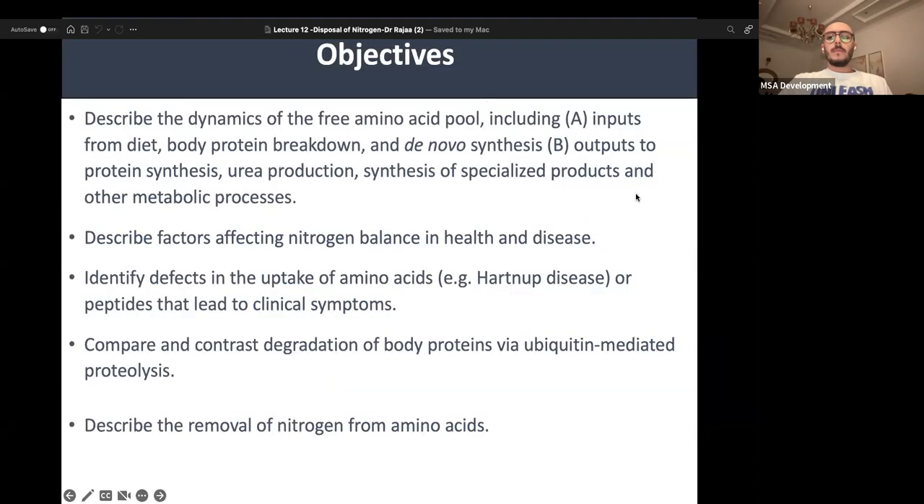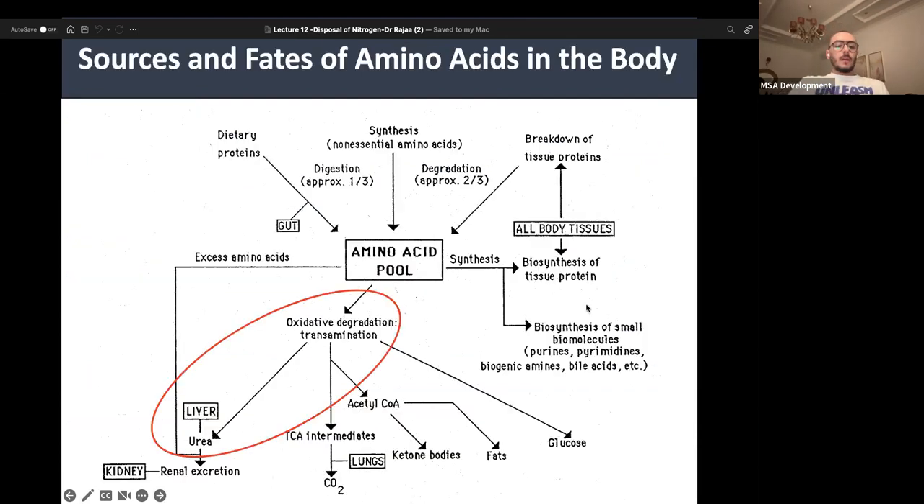So I'll be discussing in this lecture the disposal of amino acids, or nitrogen mainly. It's about degradation, or how to get rid of nitrogen. Those are the objectives. You can go over them quickly, like a quick overview of the lecture. It will be talking about how to break down amino acids and getting rid of them.